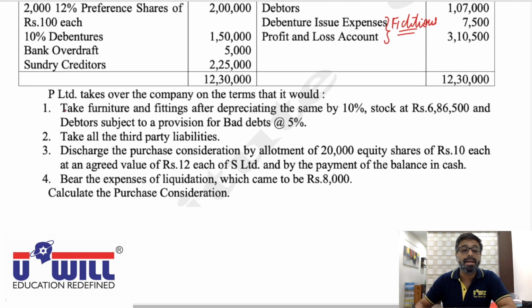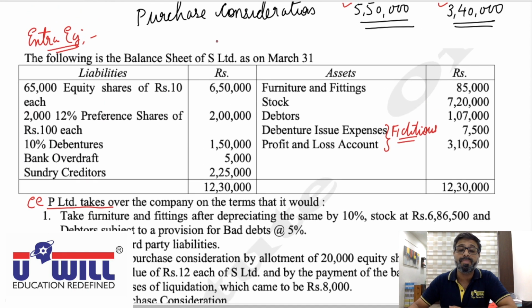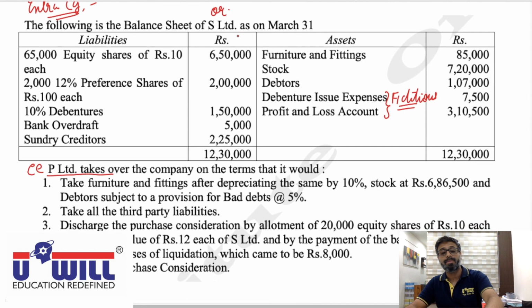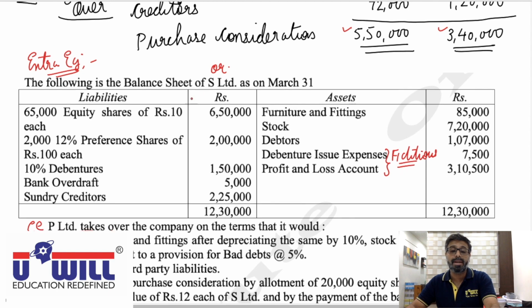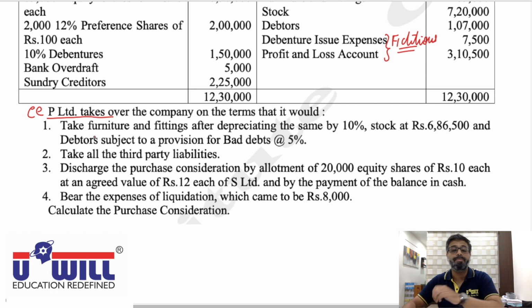Now P Limited takes over the company. P Limited takes over the company, so it is a transferee company. It's a case of absorption. S Limited is going into liquidation, so it's a transferor company. Okay, it's a case of absorption. One company S Limited taken over by one company P Limited.